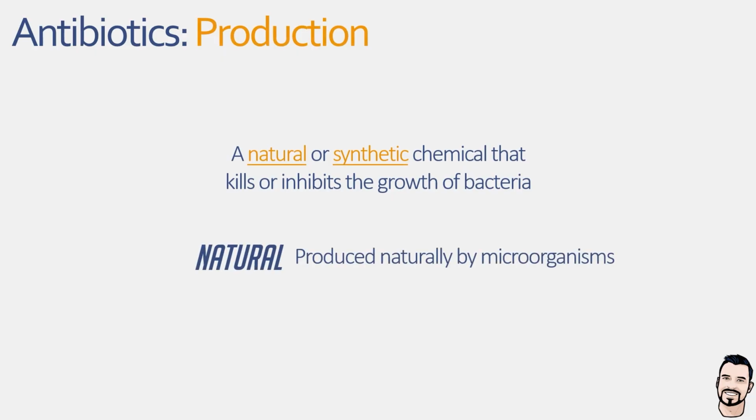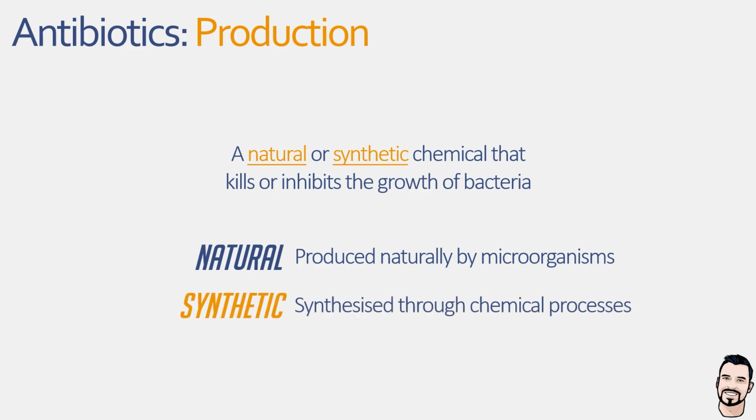Now, a natural antibiotic is produced directly by microorganisms and was typically discovered in nature without any form of chemical modification. So examples include penicillin, produced by Penicillium molds as identified by Alexander Fleming's famous experiment. Synthetic antibiotics, on the other hand, are entirely synthesized through chemical processes rather than derived from a natural product. So an example would be ciprofloxacin, which is a second-generation fluoroquinolone derived by stepwise chemical modifications of nalidixic acid.